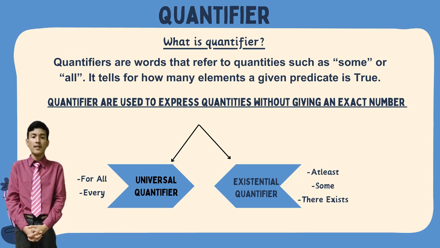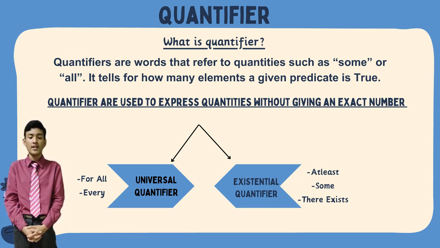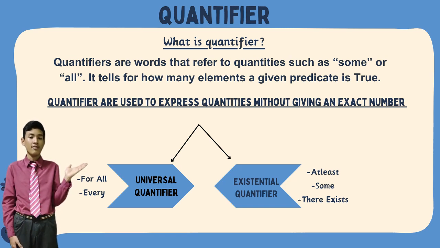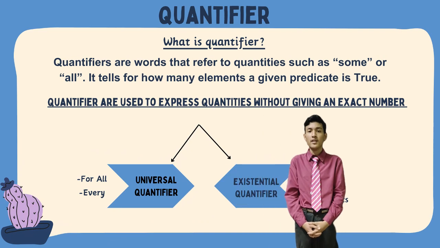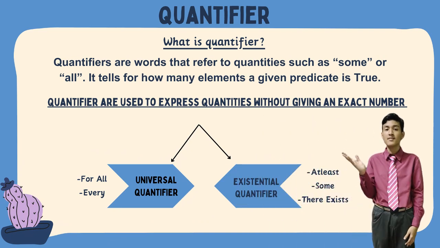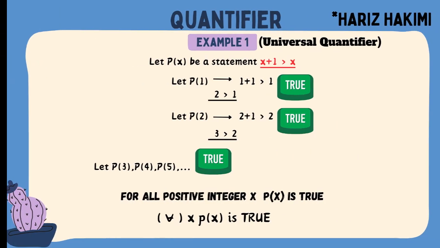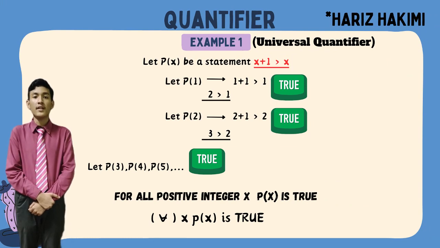The words used for the universal quantifier are for all, every, and for the existential quantifier, the words used are at least, some, and there exists. Let's move to example 1, which is the universal quantifier. Let P(x) be the statement x plus 1 is more than x. When we substitute 1 into the statement, we get 1 plus 1 is greater than 1. So that statement is true.